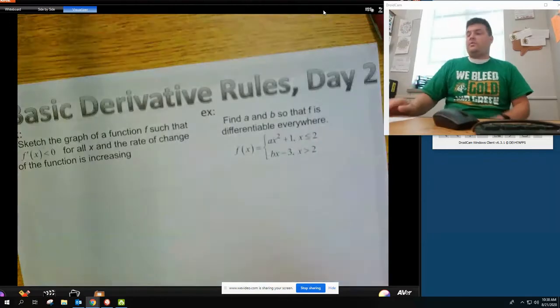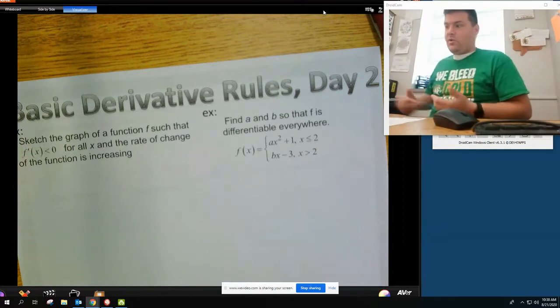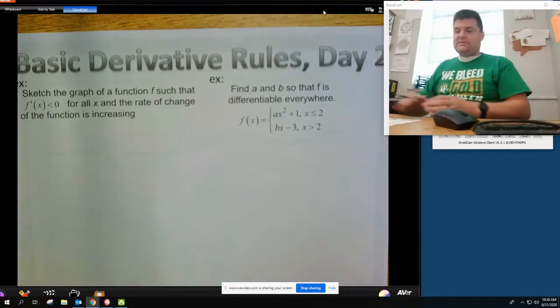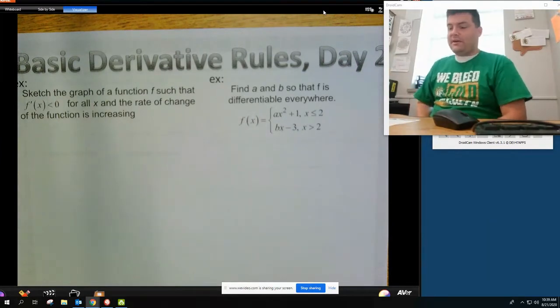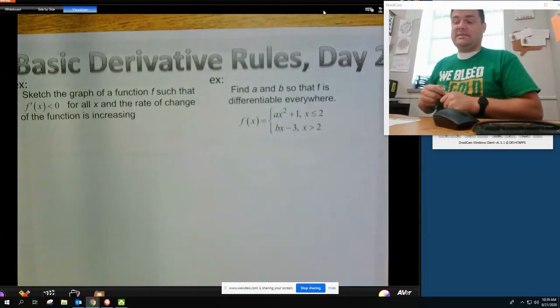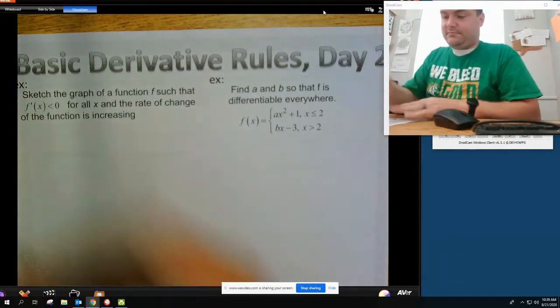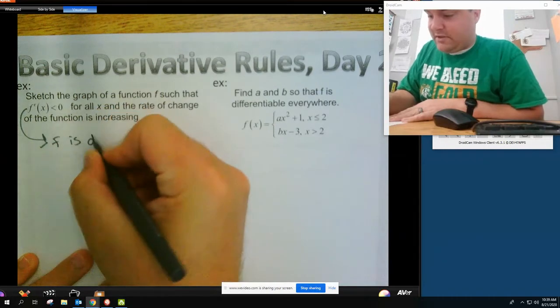Okay, we're going to start talking about more basic derivative rules, a little bit more of an application type of deal going on for this set of notes. Just kind of understanding what a derivative is and stuff around it. So our first example, let's sketch a graph of a function such that the derivative is less than 0 for all of x and the rate of change is increasing. So this means that f is decreasing.